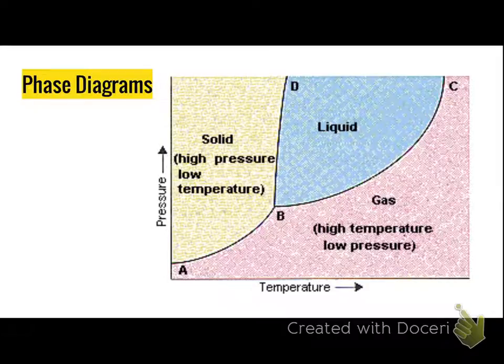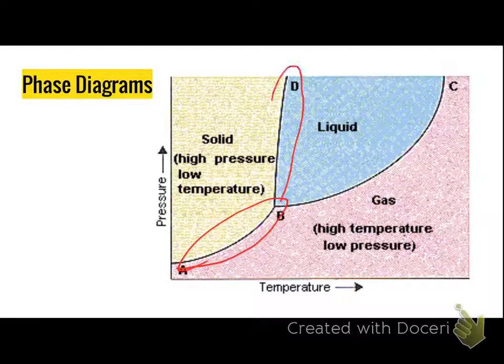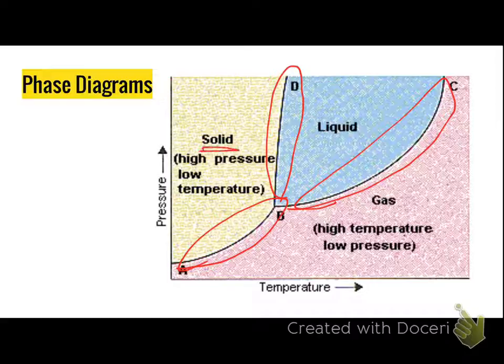So this is an example of a phase diagram. You also have one in your unit packet that you can reference as well. So as you can see, we have pressure going up our y and temperature going along our x-axis here. So we'll talk about a few things. These lines in between, you can see that we have solids here, we have liquids here, and we have gases right here.